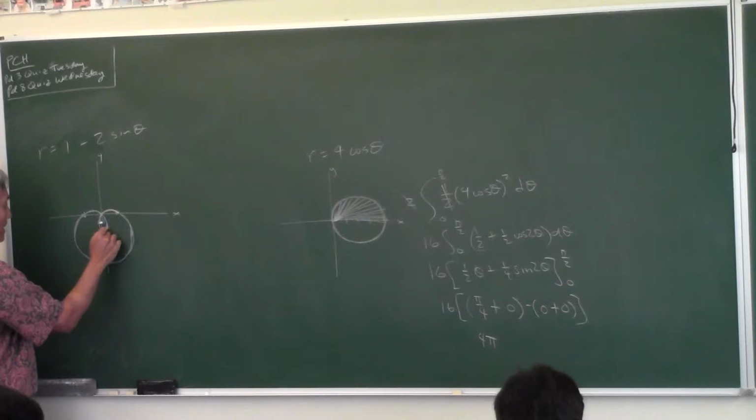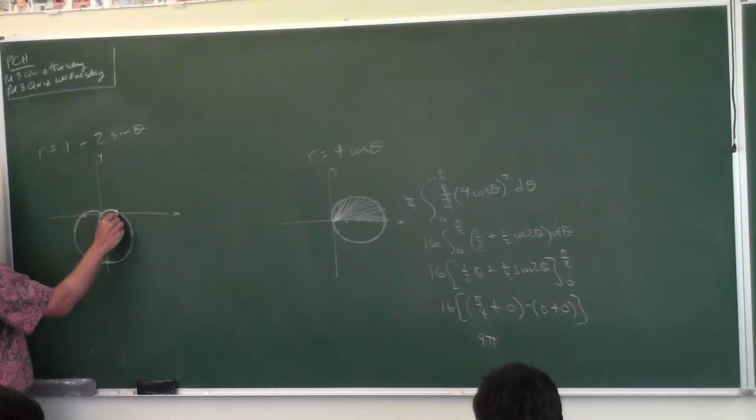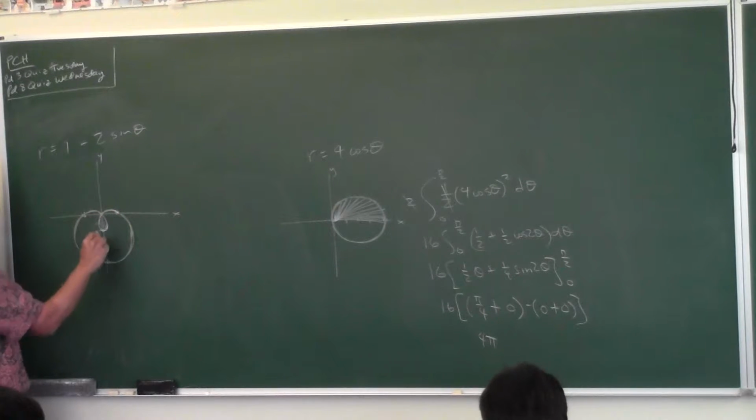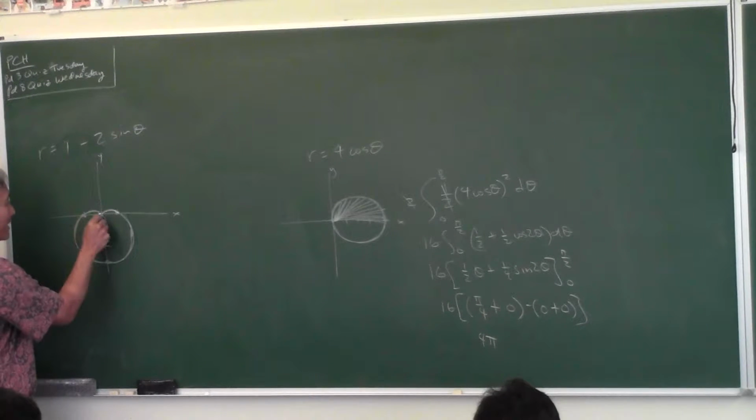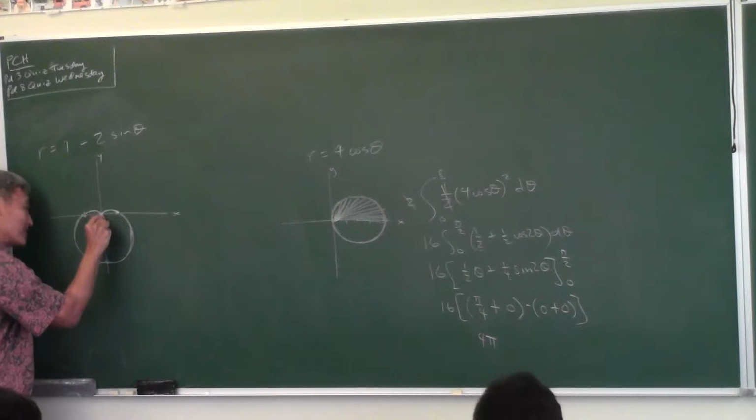How do we know the inner loop always passes through the origin right there? Or the pole, they like to call that in polar coordinates. We gave you the answer last year. Why does the inner loop have to pass through the origin?